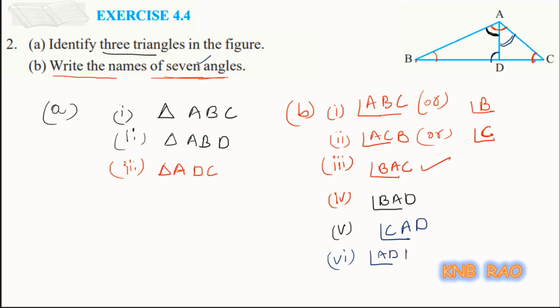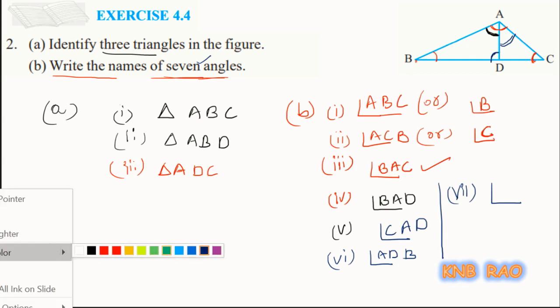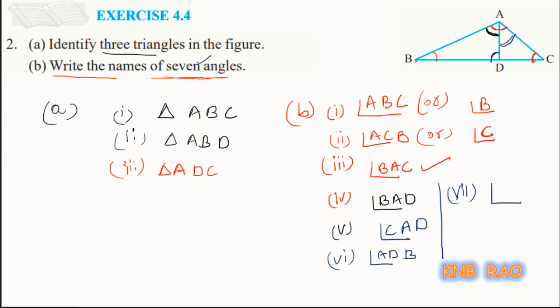Angle ADB, and seventh one is the angle formed between AD and DC. So I'll use a different color, better to use green now. Here is the angle. So angle ADC is the 7th angle. I hope you understood all the 7 angles and 3 triangles formed in this given figure.